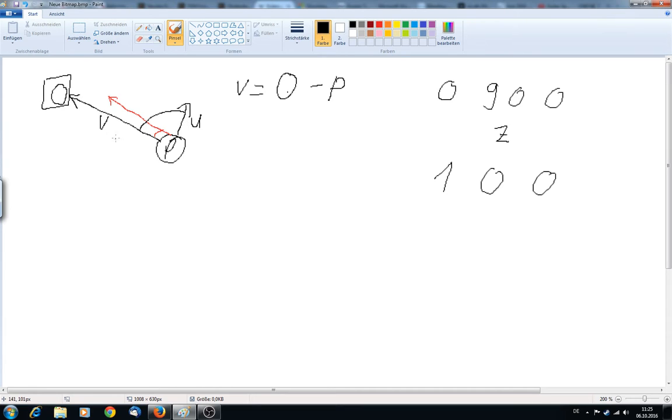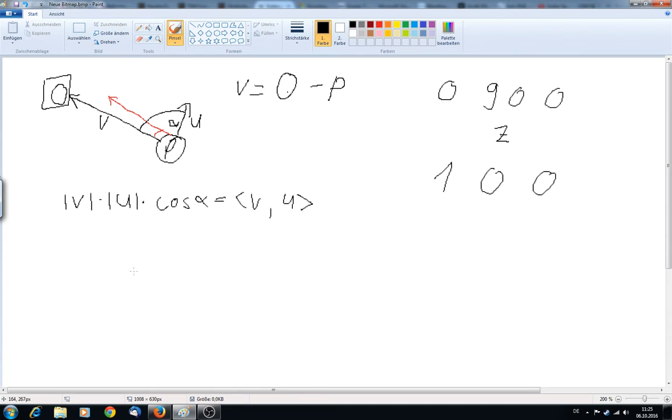There is a mathematical relationship between those vectors and the angle which is spanned by them. And this is that the length of u times the length of view times the cosine of the angle, I just call this alpha, equals the scalar product of u and view. The scalar product is a component-wise multiplication.